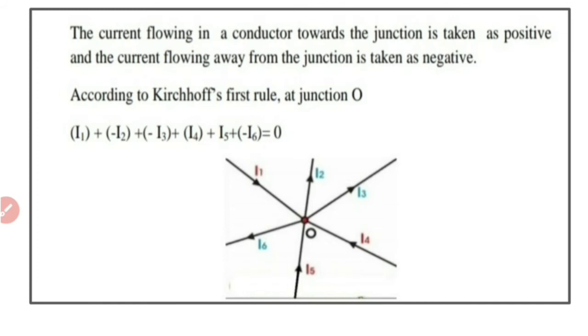So the net current at the junction is equal to 0, or the current entering the junction is equal to the current leaving the junction. The current entering the junction is I1 plus I4 plus I5, which is equal to the current leaving the junction, I2 plus I3 plus I6. That way also we can write. So that is the first rule.